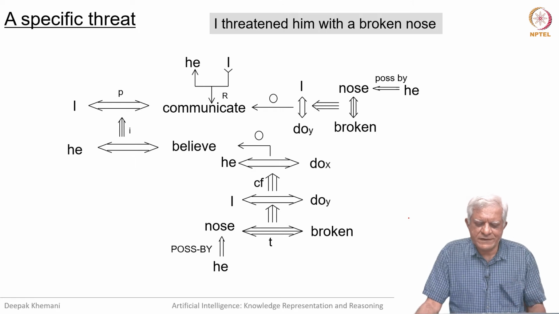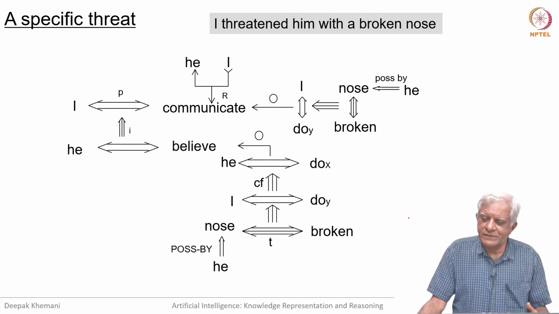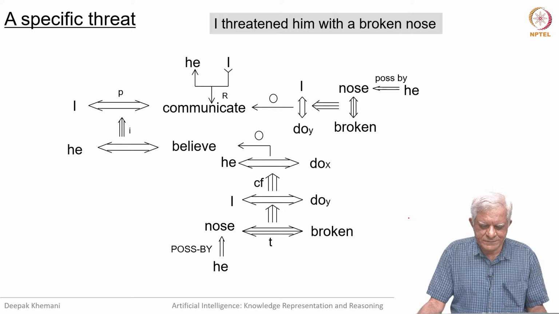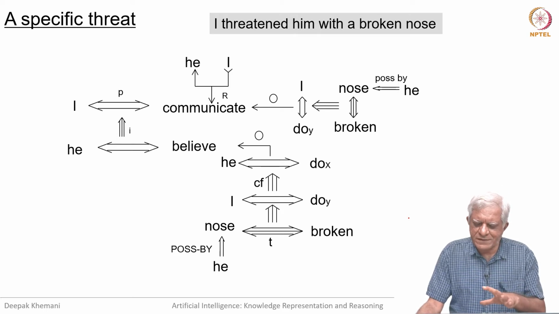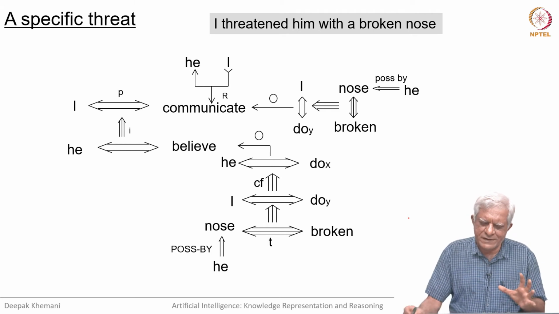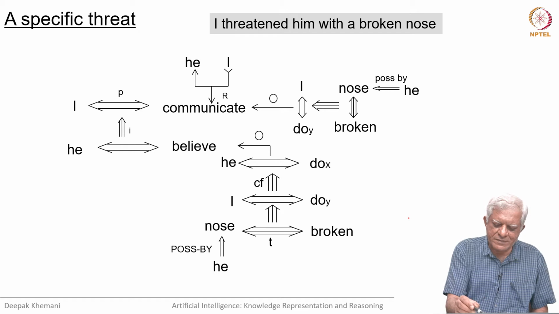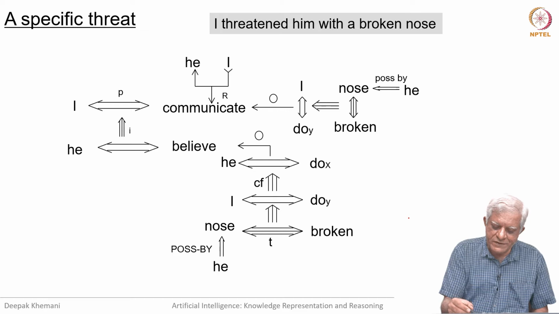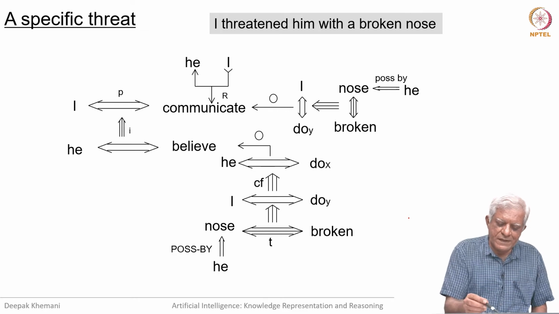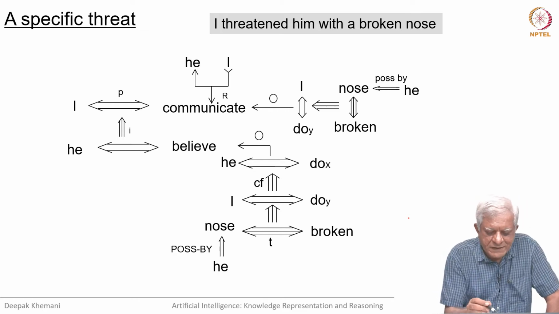So, here is a specific threat. I threatened him with a broken nose. You can see that the basic scaffolding is still the same. We still have this same thing, that I communicate something and so on, as a result of which he came to believe that if, conditionally in the future, he does something, then I will do something. So, let us look at it in a little bit detail now.